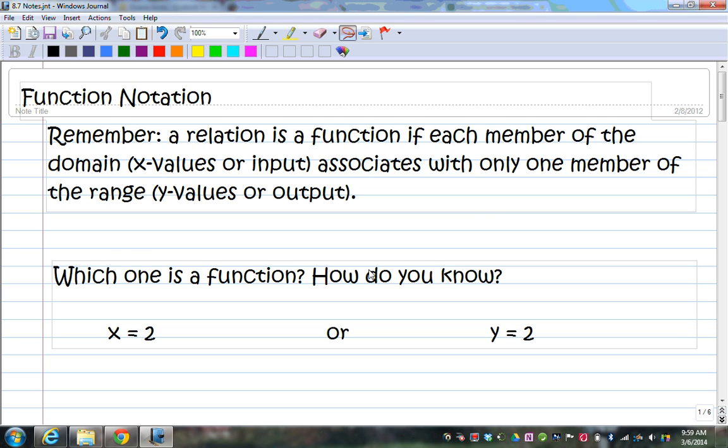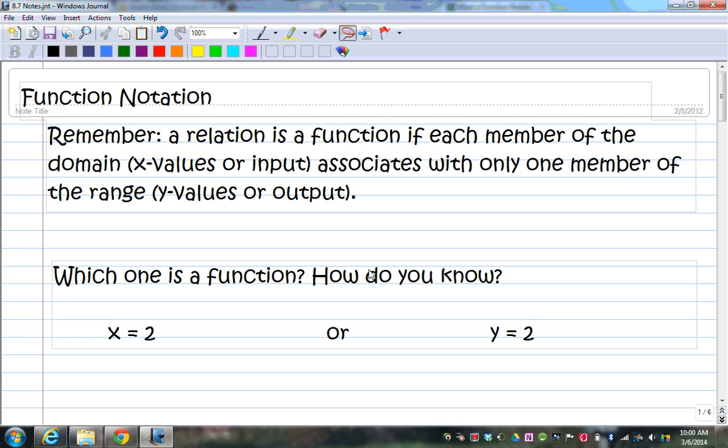A relation, or a set of ordered pairs, or a graph in this case, is a function if each member of the domain, that's your x values or your input of the function, associates with only one member of the range, which is your y values or the output of your function.